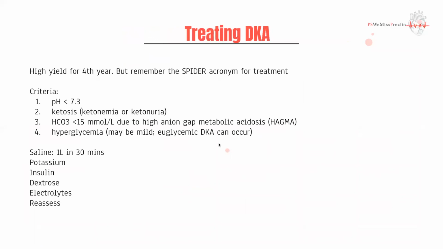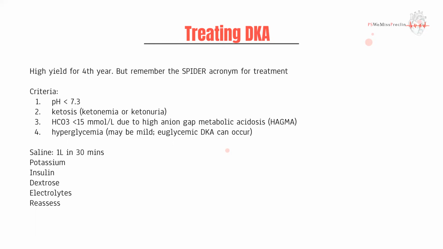Now, a very common presentation of type 1 is again DKA. So how do we treat DKA? Now, this is a very high yield topic for fourth year when you'd be going through pediatrics. But for your year level, I think knowing the SPIDER acronym is really good. So firstly, the criteria for DKA is first you need to be acidotic. So that's a pH less than 7.3. You need to have some evidence of ketosis, which is either going to be high levels of ketones in the blood or ketones picked up on urinalysis through a urine dipstick.